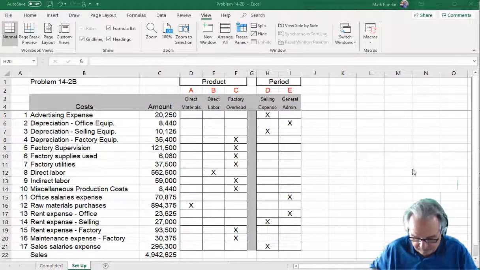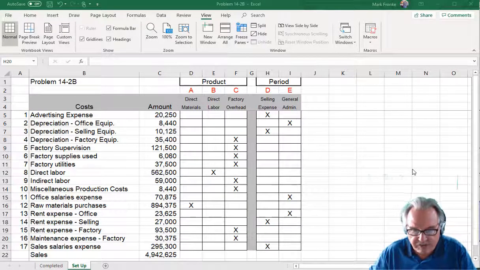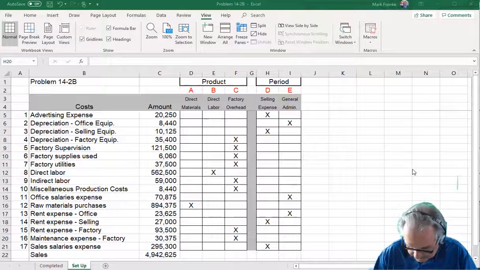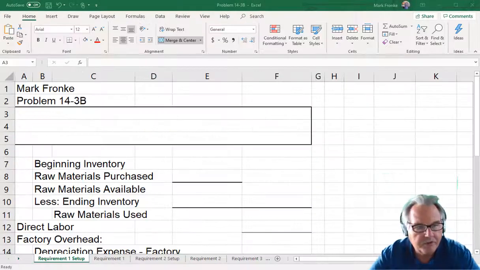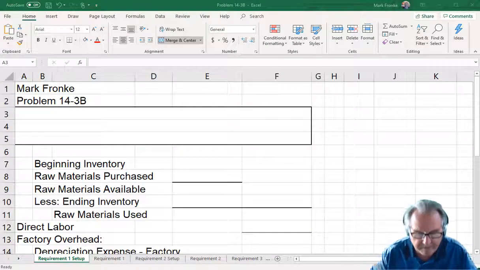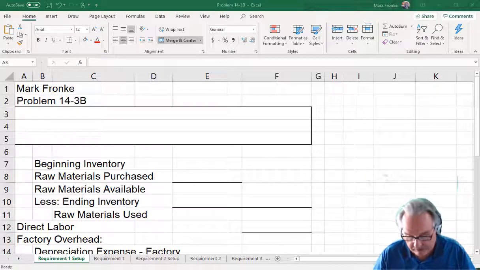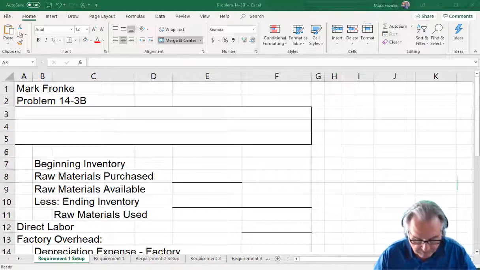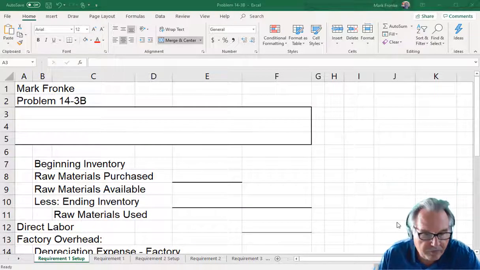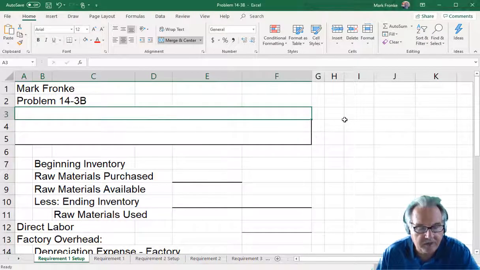Okay, let's move on. This is problem 14.3b. In 14.3b, we're going to be preparing 3 requirements. The first is a schedule of cost of goods manufactured. This is where we show the flow through of the costs. Then we'll go to an income statement where this manufacturing statement plugs into, and then they've asked us to prepare some calculations after that. So the first one we need is a heading.